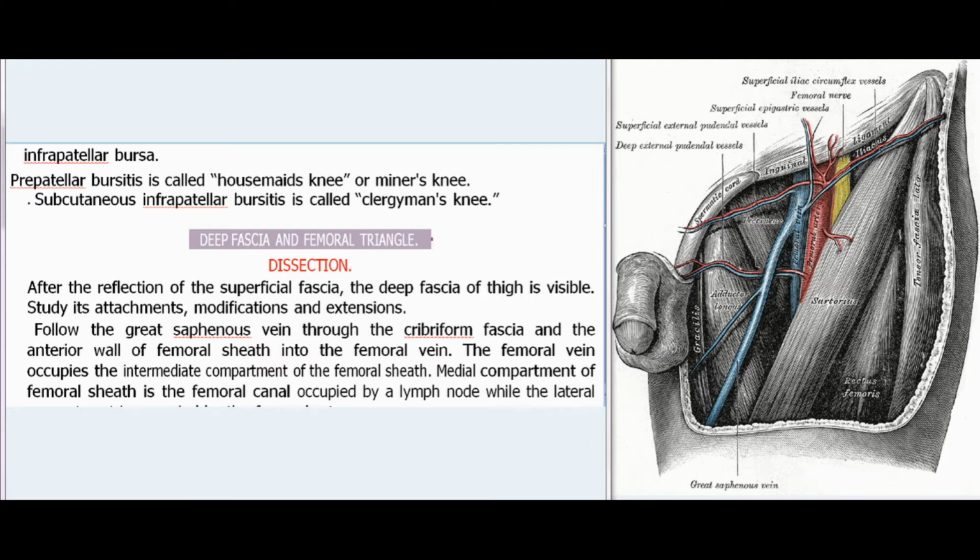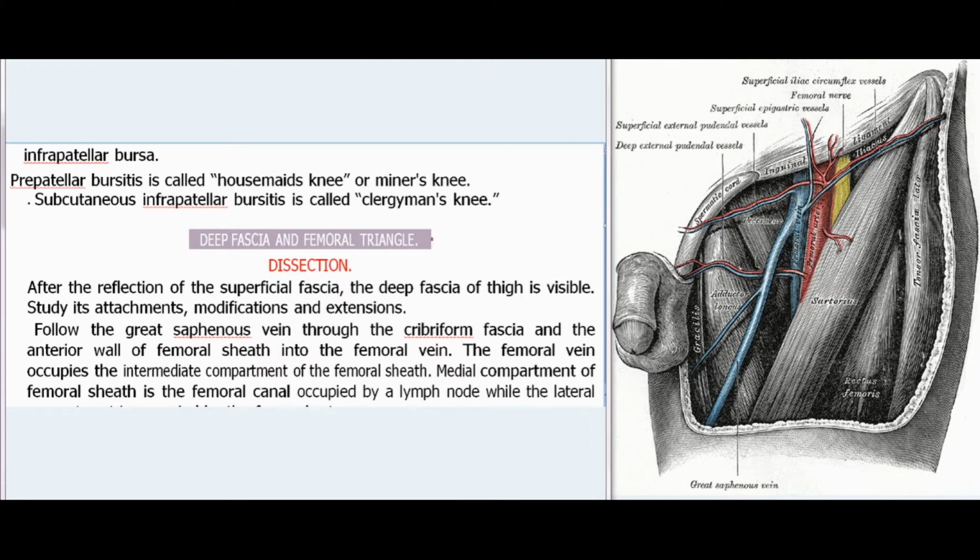Deep fascia and femoral triangle. Dissection: after the reflection of the superficial fascia, the deep fascia of the thigh is visible. Study its attachments, modifications, and extensions. Follow the great saphenous vein through the cribriform fascia and the anterior wall of the femoral sheath into the femoral vein.